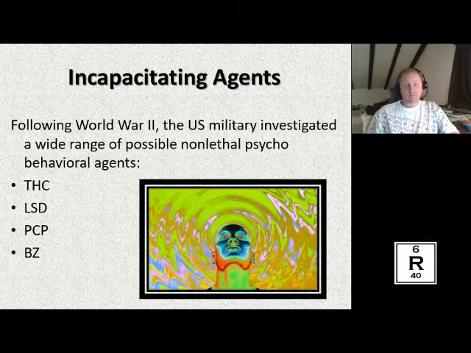When this drug was invented, they wanted to find some purpose for it. It was used in psychiatry to try to unlock people's repressed feelings and emotions, kind of like dream therapy. Didn't really work out so well. They even looked at using LSD as a truth serum, because you get uninhibited and start communicating.